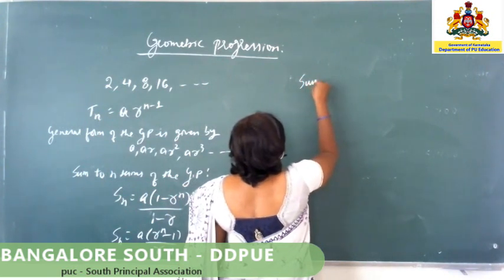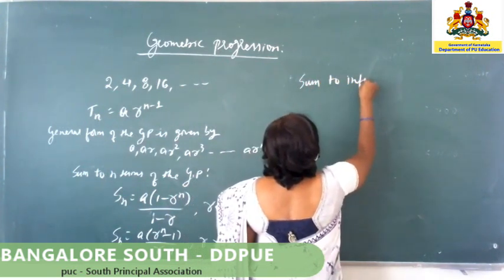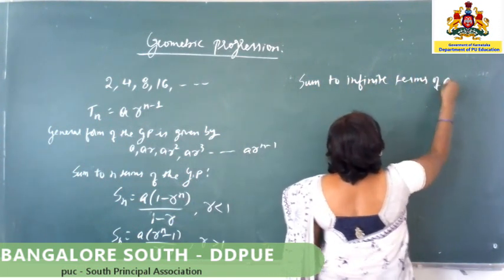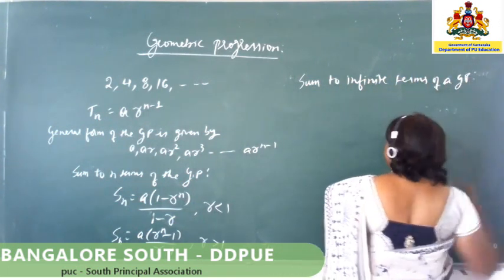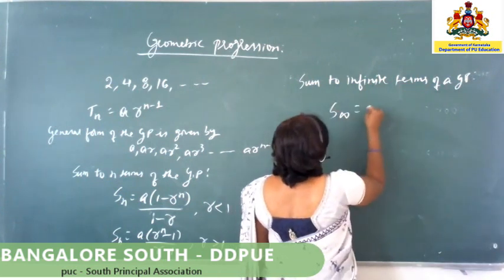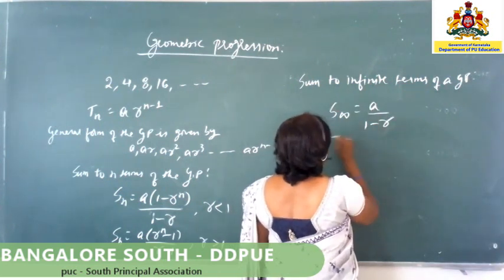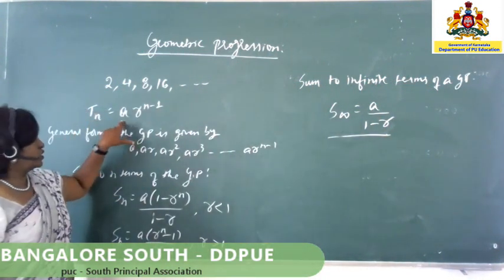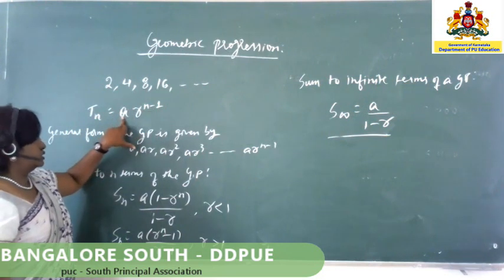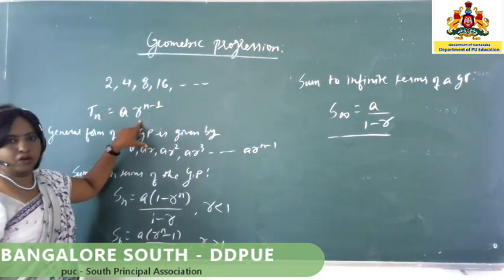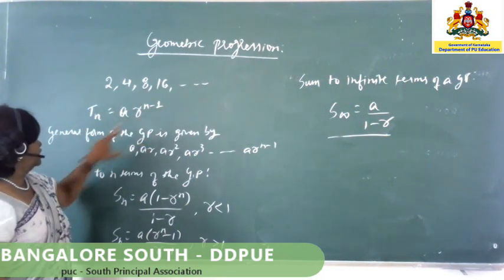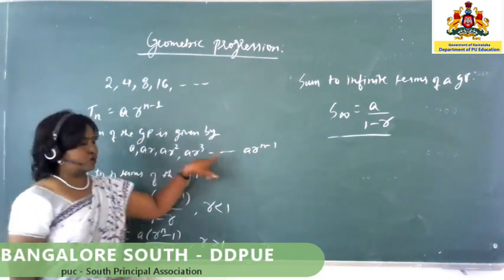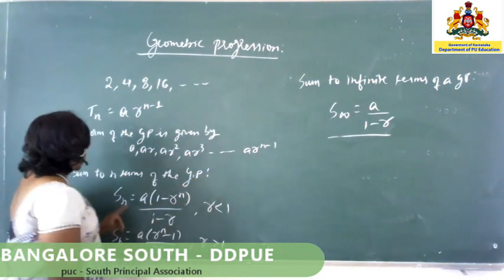And the last is the sum to infinite terms of a GP. S infinity is equal to a by 1 minus r. So you should remember all these formulas. Tn is ar to the power of n minus 1, where a is the first term, r is the common ratio, n is the number of terms. And the general form of the GP is a, ar, ar square, ar cube, and so on up to ar to the power of n minus 1.